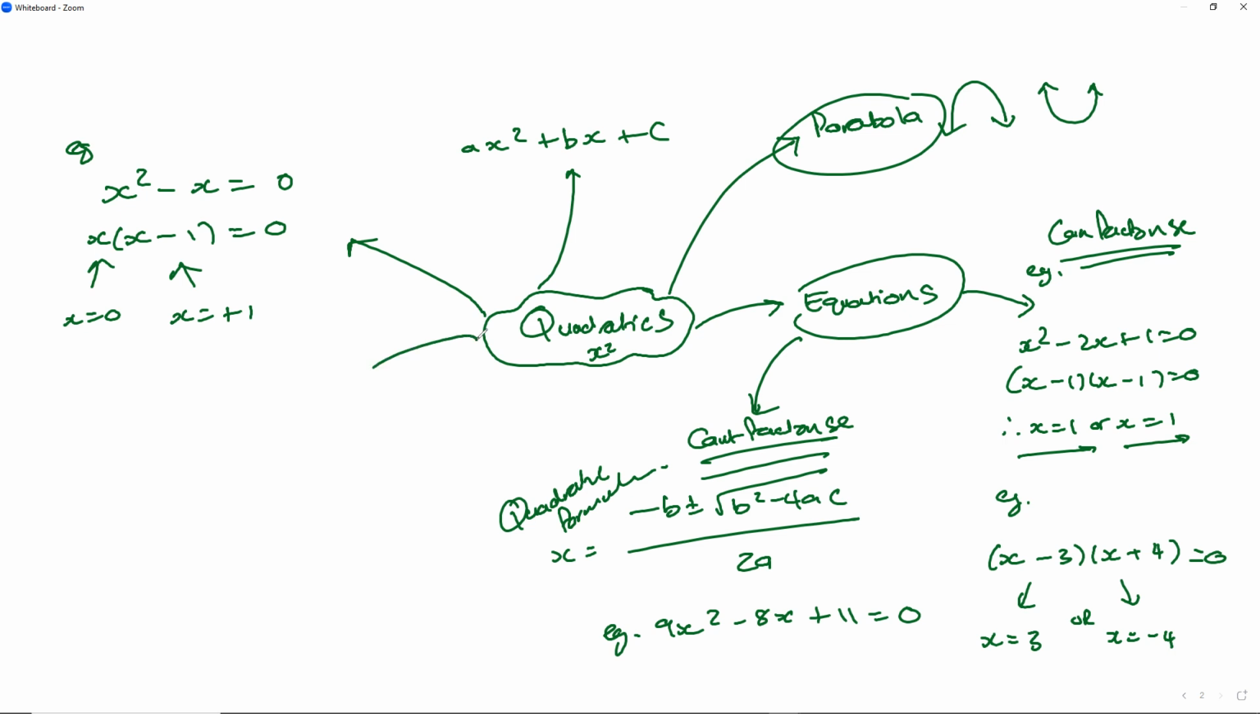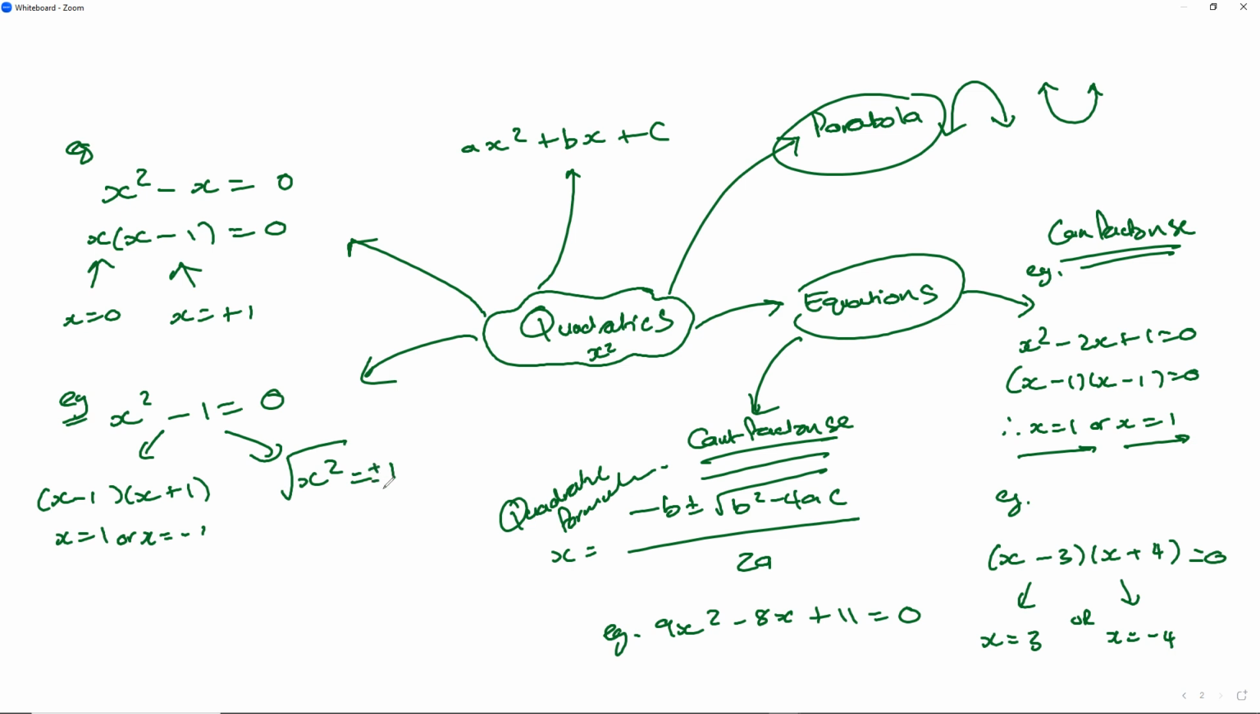Then you get the case where you have a quadratic x squared minus 1 equals 0, and you've got to solve it. In this case, it's a difference of squares, so you can factorize it as a difference of squares. And so x can equal 1, or x can equal minus 1. Or you could simply move the 1 over to the other side, change signs, and then square root both sides. Once you square root both sides, you're going to end up with x equals plus or minus 1.